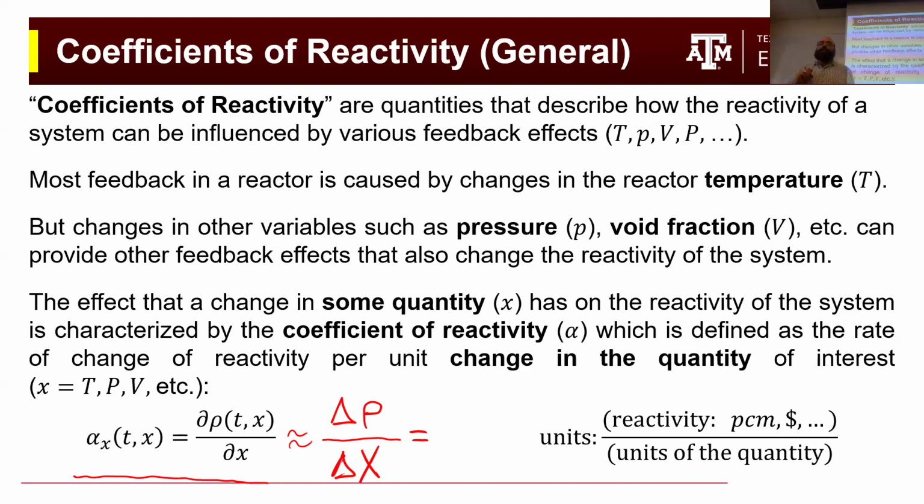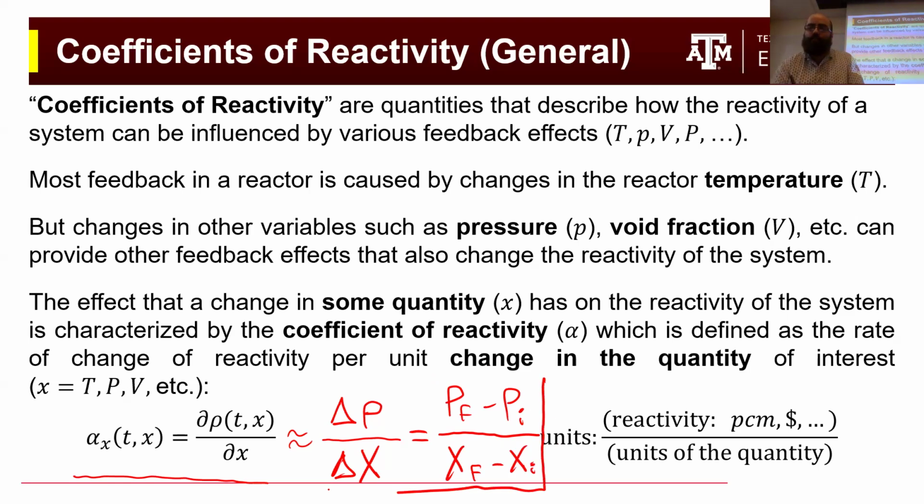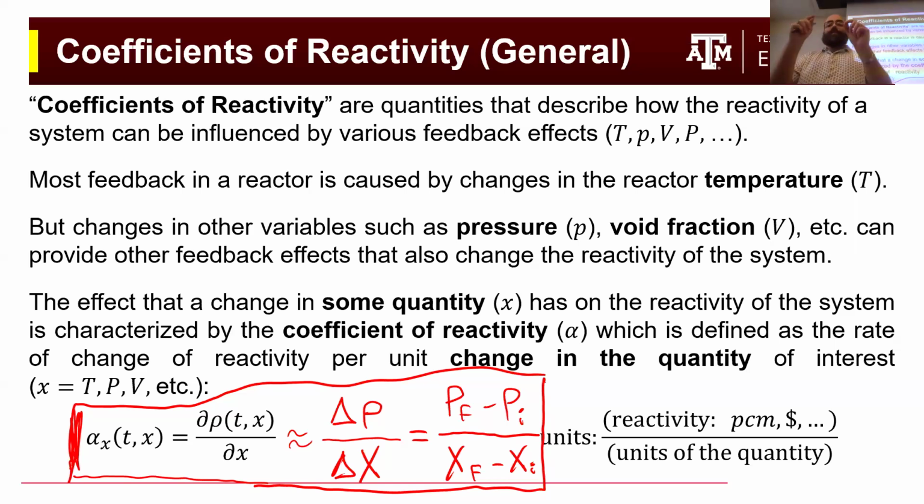And if we're talking about change in a quantity, what does that symbol delta tell us? What is that telling us to do with that quantity? Final minus initial, right? So it would mean take the final reactivity of my system minus the initial reactivity of my system, over the final value of whatever x is minus the initial value of whatever x is. So that's the fundamental definition of any reactivity coefficient, and that's how we can simplify it as a finite difference if we don't know what the derivative is or we don't know what the reactivity function is.